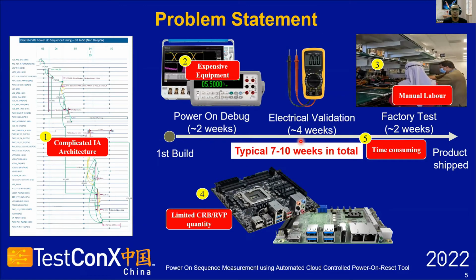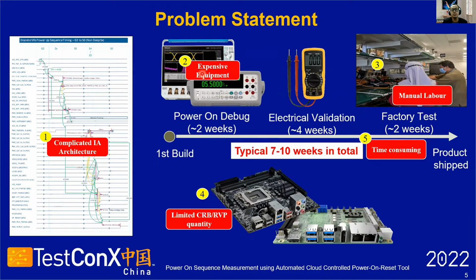So I move to the problem statement over here. We have five high-level problems before we come up with these end-to-end solutions. The first one is the complicated IA architecture. From year to year, we have a new generation of the product. From the SoC standpoint, each SoC has its own requirements, and there will definitely be additional IP, additional configuration, additional features. Every time we have this additional workload, we add some signals and powers on top of the product. So it becomes more and more complicated. We want to ease the validation effort, so we create these POR tools as part of the solutions.